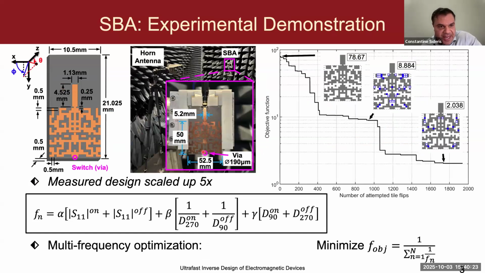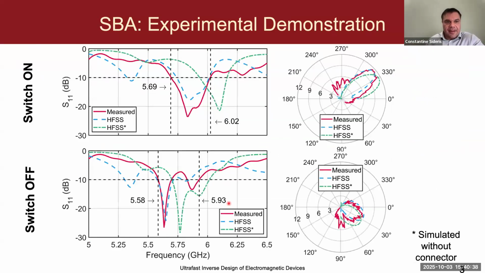This one we actually fabricated and measured experimentally. And one thing to note here is that we scaled up the design by 5 times to be at around 6 gigahertz. And the reason for that was due to limitations on the lab and measurement side of things. And so here are the results. For both the switch on and the switch off states, the bandwidth is approximately 1.7 gigahertz when scaled up to 30 gigahertz. And the performance does degrade a little bit due to the connectors in the measured results.